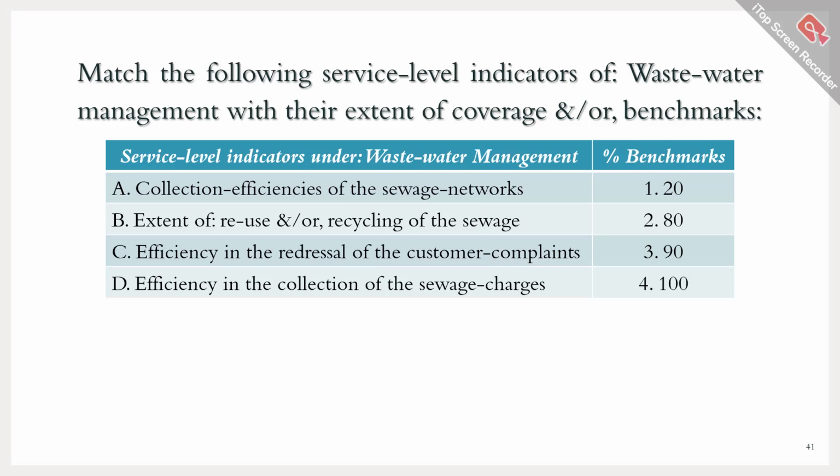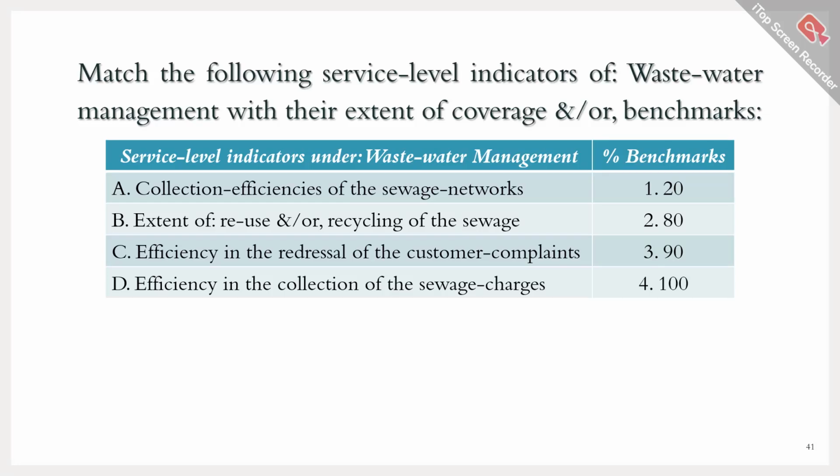Option A is collection efficiencies of the sewage network. Option B is extent of reuse and or recycling of the sewage. Option C is efficiency in the redressal of the customer complaints. And option D is efficiency in the collection of the sewage charges. And their respective percentage benchmarks are given in the right hand column. Number 1 is 20, number 2 is 80, number 3 is 90, and number 4 is 100.